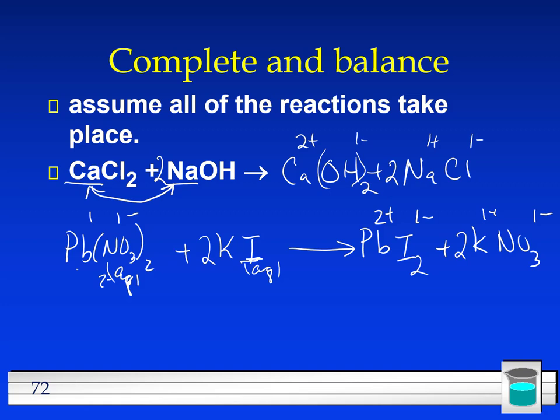Hugely different than what we've been doing. Okay, so right now, that yellow stuff is one of those 2 things. We know it's got to be one of those. It's either lead 2 iodide, or potassium nitrate. Because we know we made something. One of those is yellow.